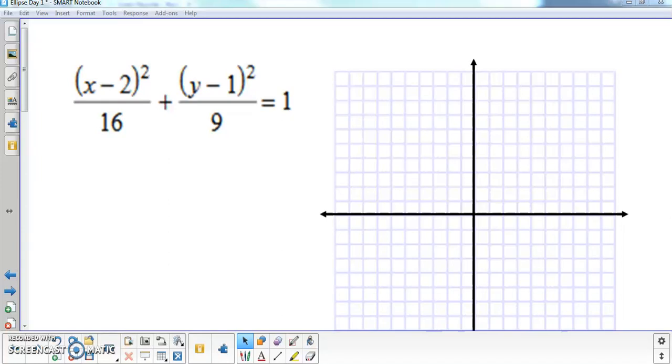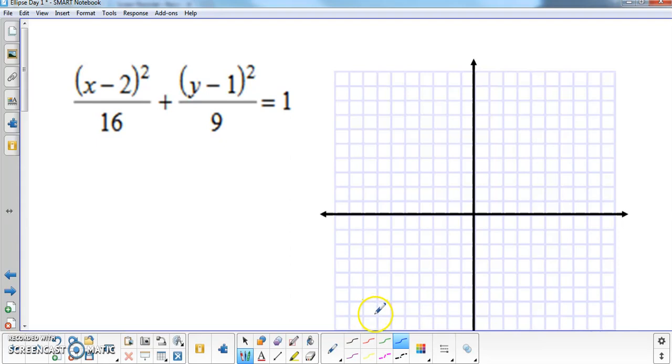Alright guys, so here we've got our second video where we can go ahead and do the rest of the problems. This one is a little bit different because it is no longer centered at the origin. I now have numbers up top. Before I just would have had x squared over 16 plus y squared over 9. But now I have numbers right here. Those are my h and k.